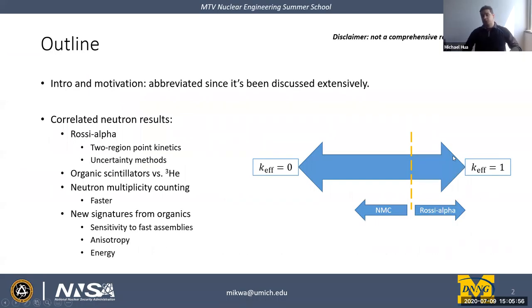In this talk, we're going to talk about some recent results, which will also show what research is currently ongoing. You heard Dr. Alexis Trahan earlier this week talk about Rossi alpha and neutron multiplicity counting, and we are going to be talking about those today. Because we've heard a lot of talks about neutrons lately and the general theme of the motivation of non-destructive assay, the introduction of motivation will be abbreviated and we're just going to dive in.